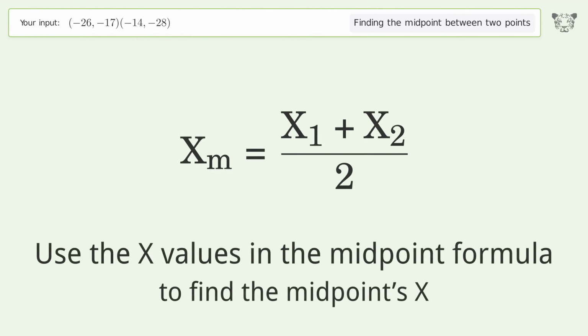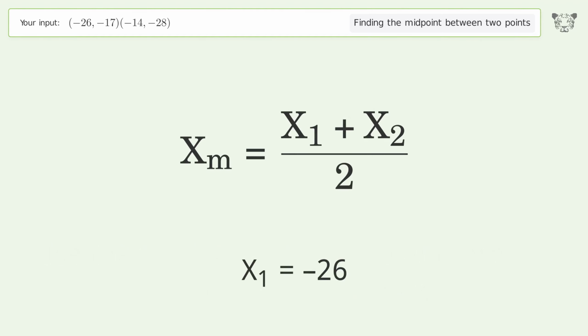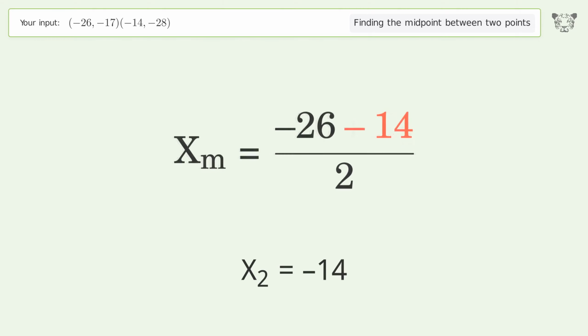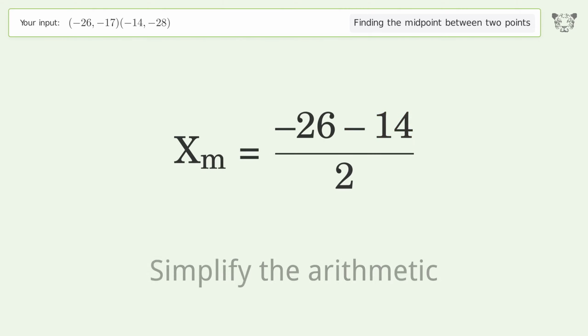Use the x values in the midpoint formula to find the midpoint's x. x1 equals -26. x2 equals -14. Simplify the arithmetic.